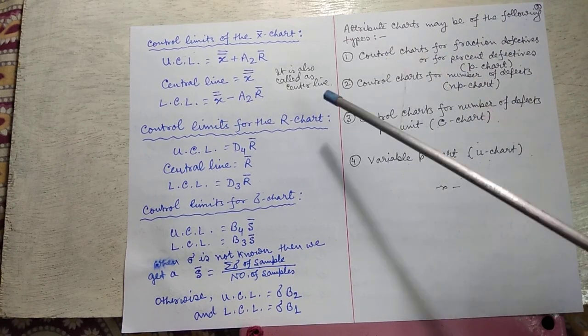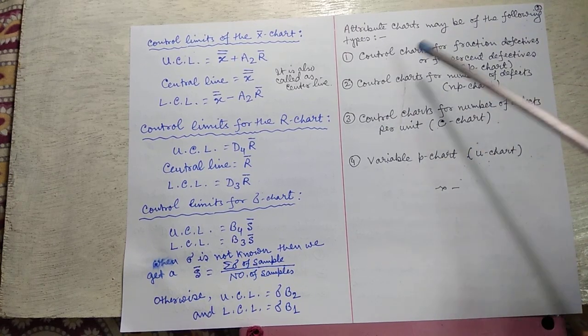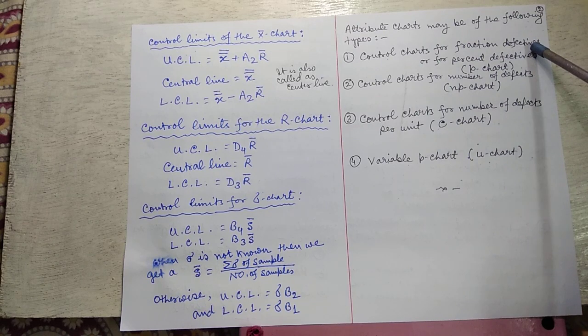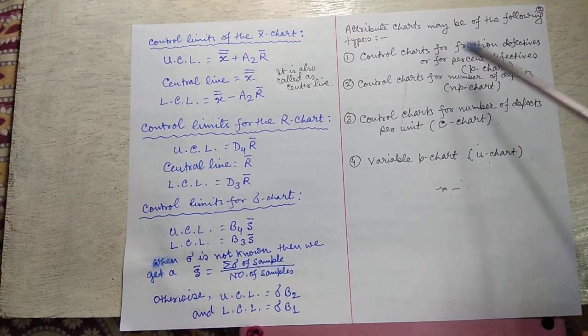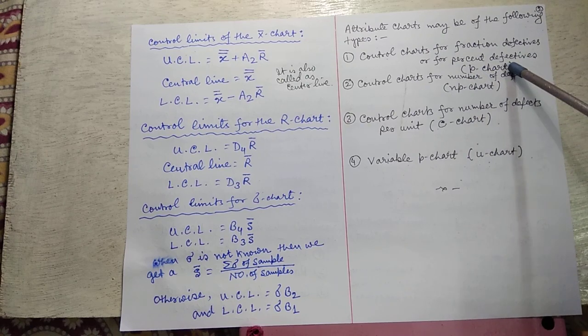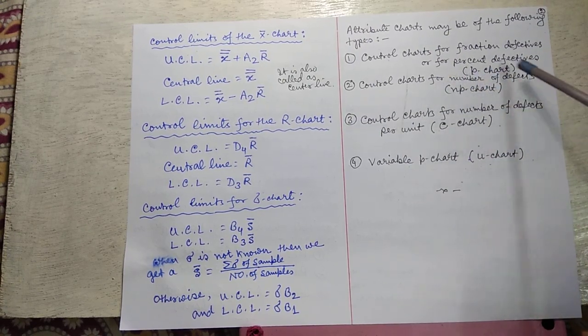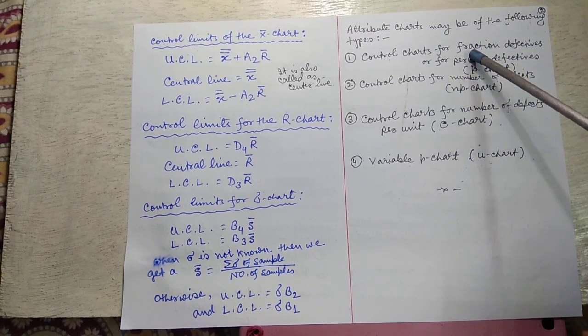So variable charts are of 3 types and attribute charts may be of 4 types. Number 1, control chart for fraction defectives and/or for percent defectives. It is known as P chart. Number 2, control charts for number of defects. That is, here number of defects, here fraction defectives.